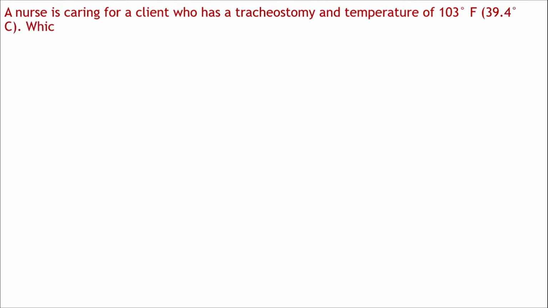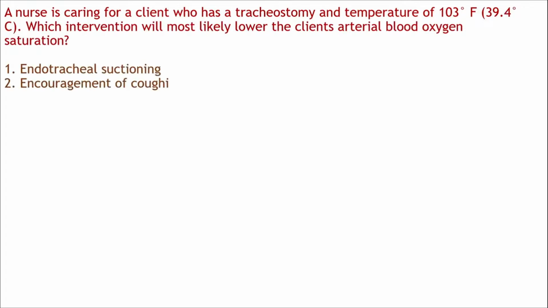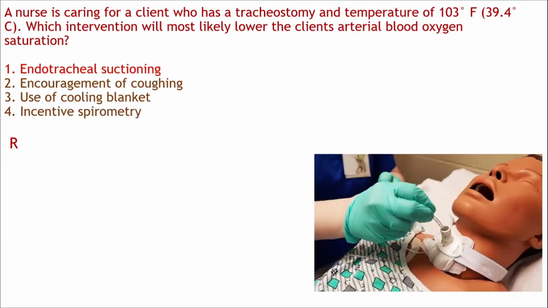A nurse is caring for a client who has a tracheostomy and temperature of 103 degrees Fahrenheit. Which intervention will most likely lower the client's arterial blood oxygen saturation? 1. Endotracheal suctioning. 2. Encouragement of coughing. 3. Use of cooling blanket. 4. Incentive spirometry. And the correct answer is 1.